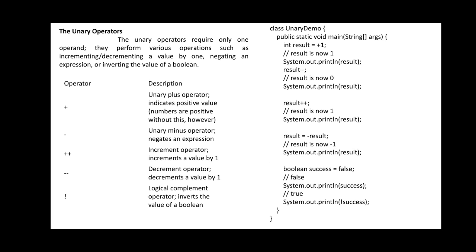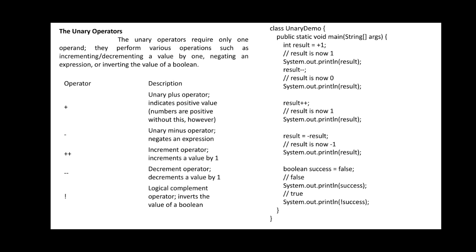Then we can go for the unary operators. Unary operators act on a single operand. You have already seen that in the previous semester, the first semester. The unary operators require only one operand. They perform various operations such as incrementing or decrementing a value by 1, negating an expression, or inverting the value of a Boolean expression. The unary plus operator indicates a positive value.